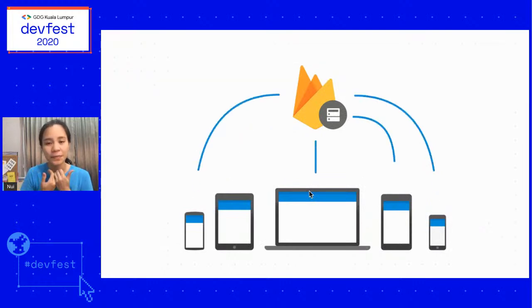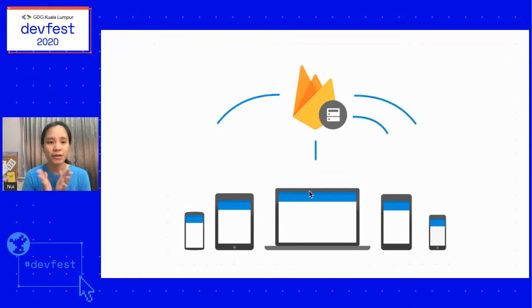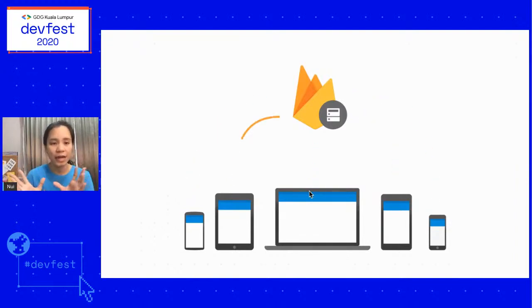The thing that I mentioned is that it's all in real time, it's all on the cloud. That means everything you change in Firebase goes to the client in real time, and everything is online and connected together.